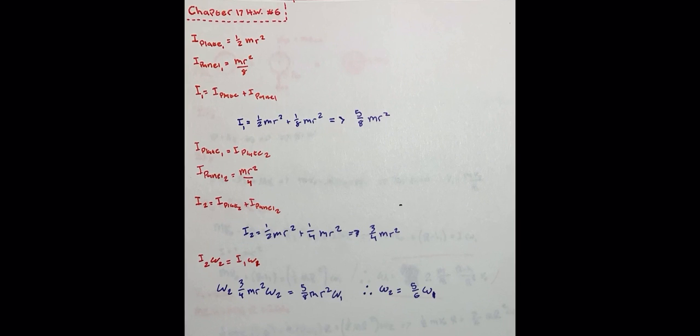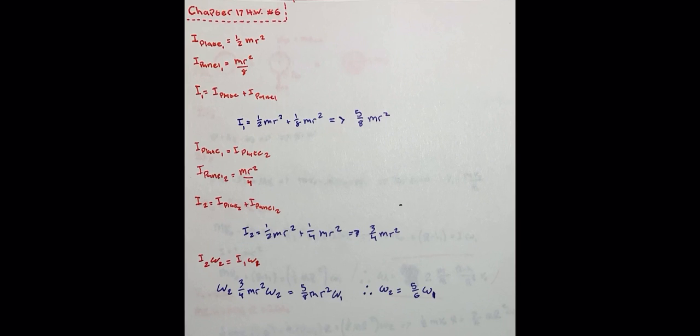Number 6, we have a semicircular panel attached to a circular panel. We're supposed to determine the angular velocity of the assembly after the panel has been released and comes to rest against the plate. So what we want to do first is, with the panel up, we know the inertia of the plate is 1/2 mr squared, and the inertia of the panel when it's up is mr squared over 8.